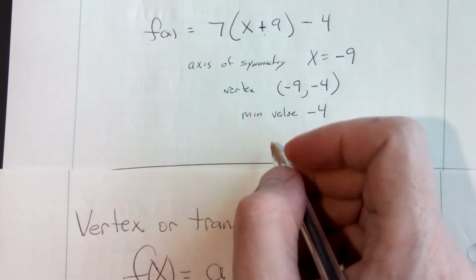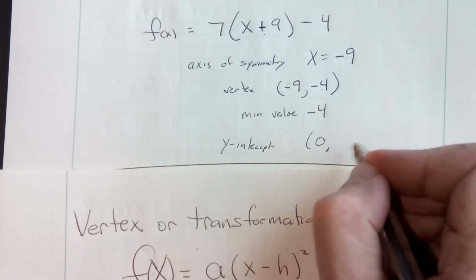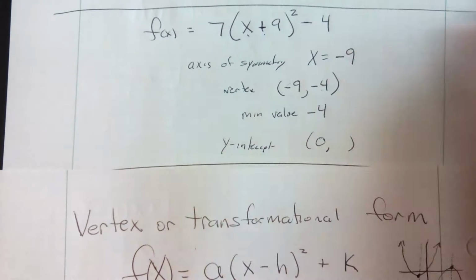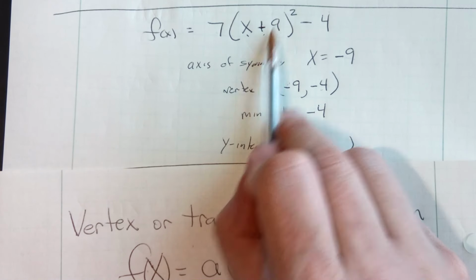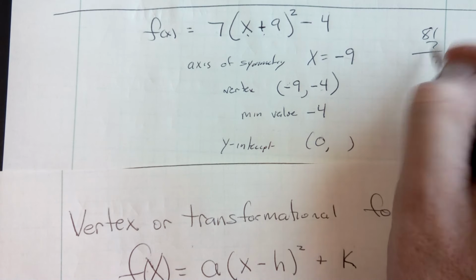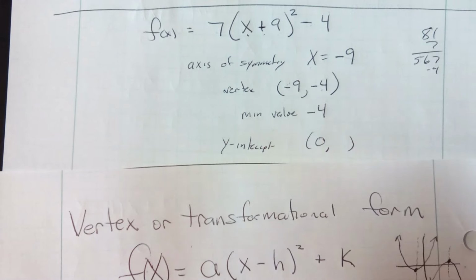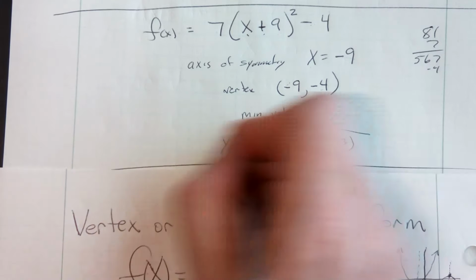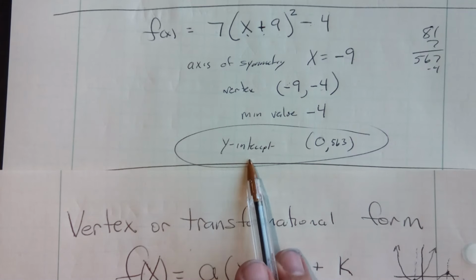And if they ask for the y-intercept, again, all you can really do is plug in a 0. Oh, I forgot the squared again on this one. I've probably done that all the way down. Squared. So I plug a 0 in here. 0 plus 9 is 9. 9 squared is 81. 81 times 7 is 567 minus the 4. So the y-intercept would be 563. So axis of symmetry, vertex, minimum value, and y-intercept.